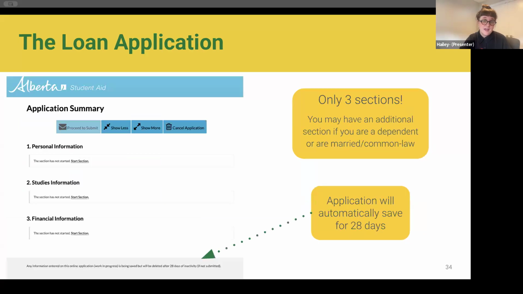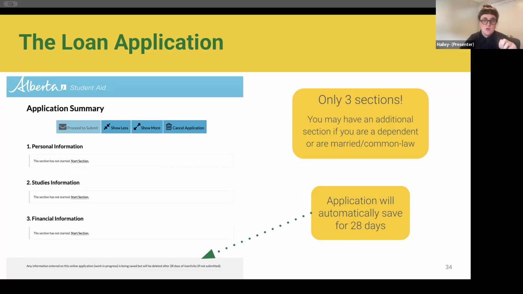So once you apply, click on that. This is what it looks like. It's not too bad. It's only 3 sections. That's easy. I mean, there's technically a 4th section if you're a dependent student or if you're married or if you have children. But the bones of the application are only 3 sections.